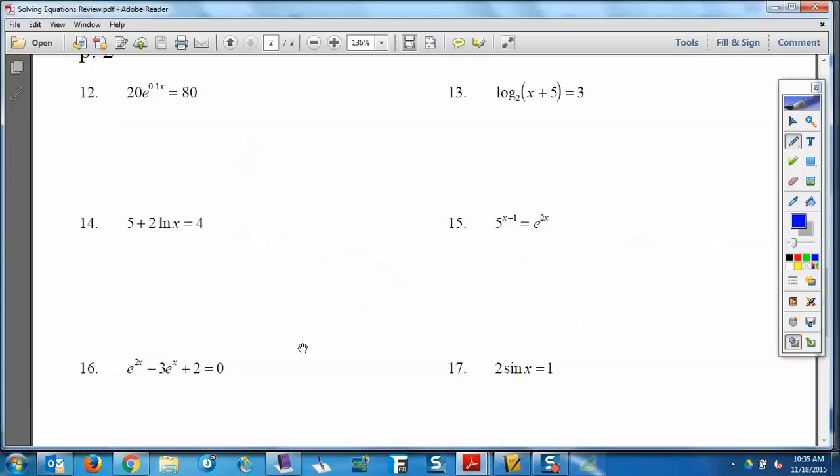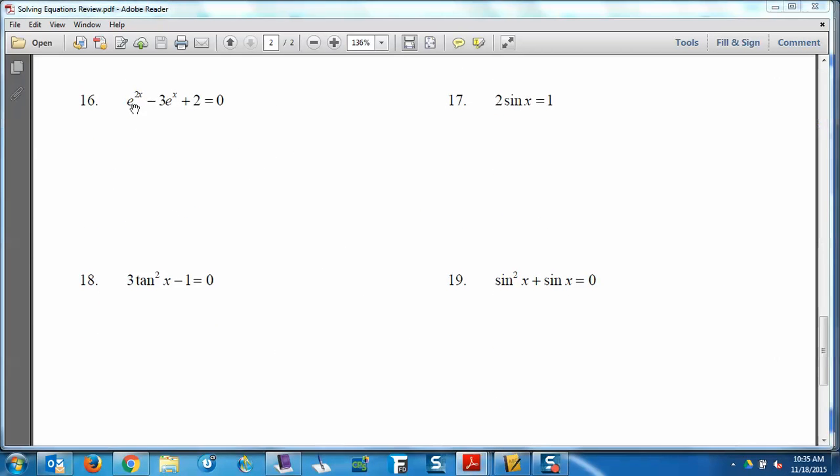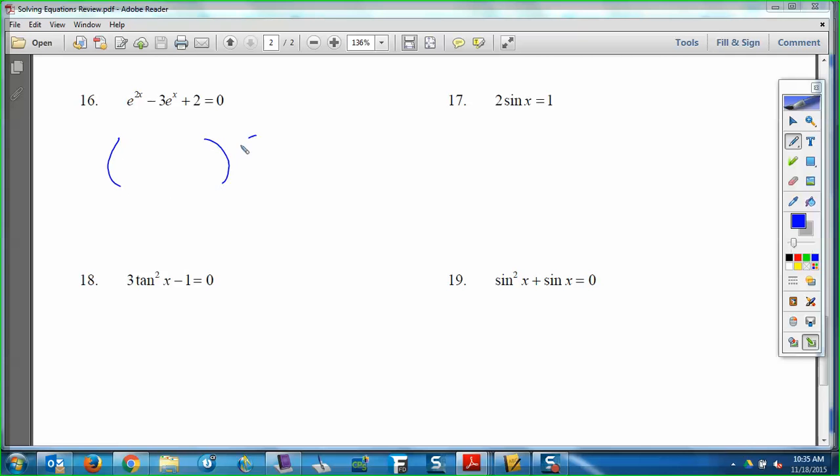So, moving on down, let's get into some trig. Oh, this one's interesting. 16. This is actually a FOIL problem. E to the 2x can be written e to the x times e to the x, because when you take e to the x times e to the x, what do you do with the powers? You add them. So e to the x times e to the x is e to the 2x. Now, I'm not sure this is ever going to come up, but it's a good review of some algebra things.